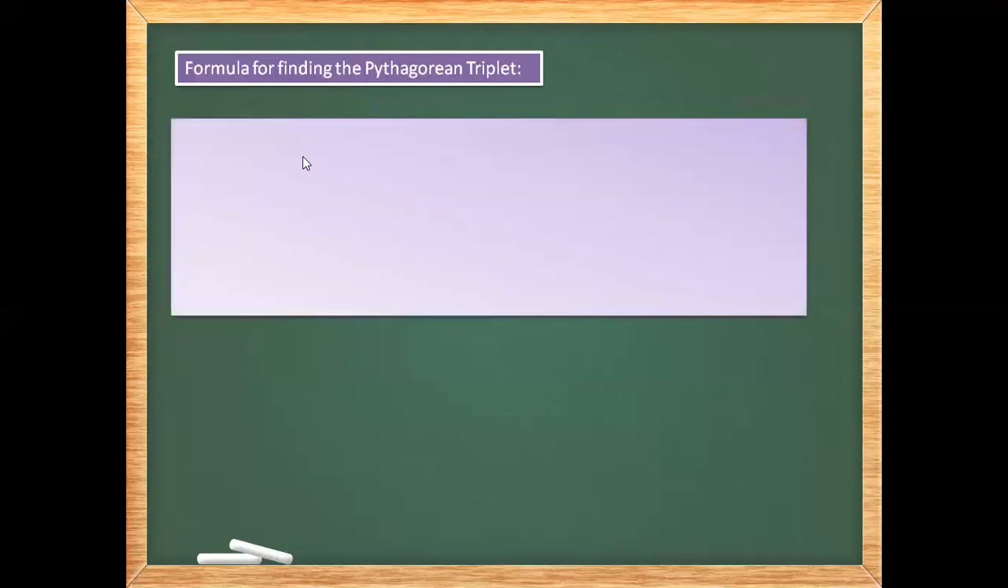There is one formula. For any natural number m greater than 1, we have (2m) square, which is 2 square times m square, so 4m square. Then (m square minus 1) the whole square, which on solving gives m raised to 4 minus 2m square plus 1.